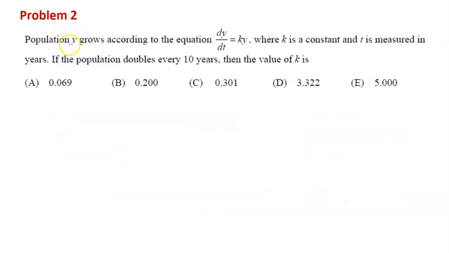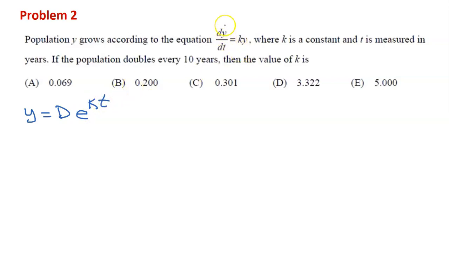Problem 2. Population y grows according to the equation dy/dt equals k times y, where k is a constant and t is measured in years. If the population doubles every 10 years, then the value of k is which of these? Well, notice this is the shortcut that I was just mentioning. If dy/dt is equal to k times y, that means we can skip straight to this solution. y is equal to d times e to the kt.